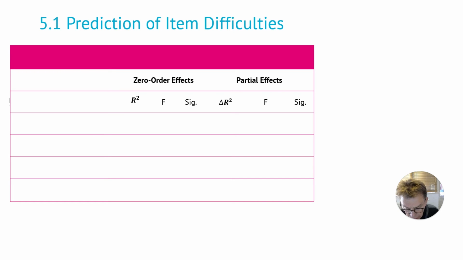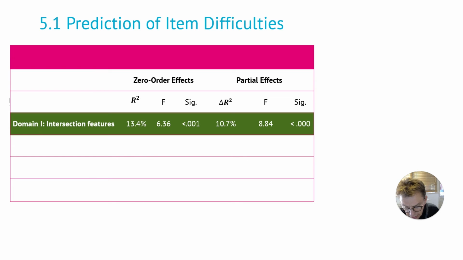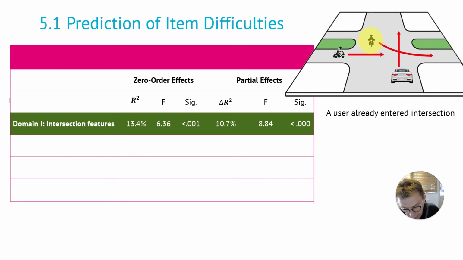In this table, you see the predictive model for item difficulty. 3 domains of features result in the regression equation. First, we see that intersection features have a meaningful contribution to item difficulty, about 13% of the variance in item difficulty. More specifically, 2 specific features come out as strong predictors. One is that when a user has already entered the intersection and is located on a central space, the item becomes more difficult. Probably it's more difficult for test takers to determine which rule applies than when the user is still located at the entrance of the intersection.